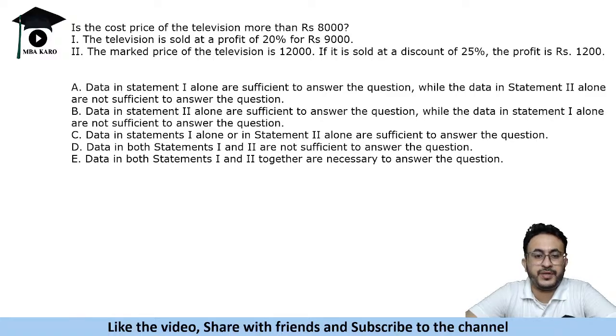Okay, let's look at this question. It says the cost price of the television more than 8,000. The television is sold at a profit of 20% for 9,000. The mark price of the television is 12,000. If it is sold at a discount of 25%, the profit is rupees 1,200.